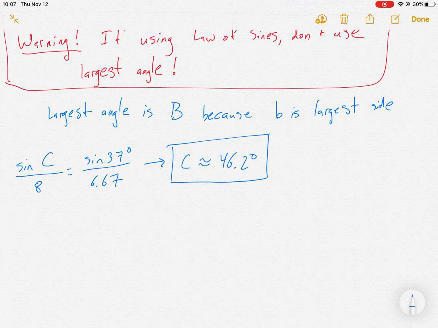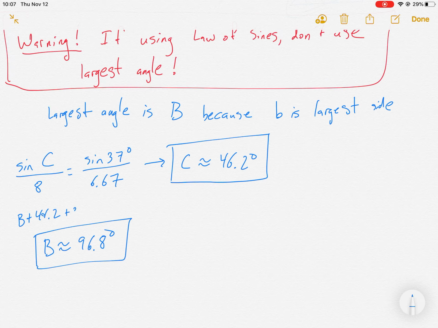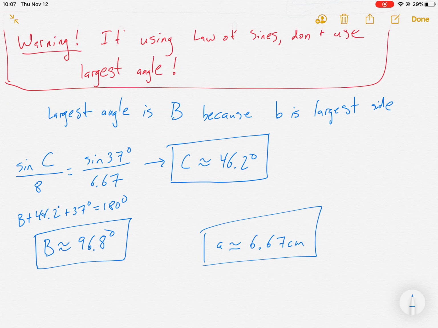And now that I have C, I can use that the sum of all the angles has to be 180 degrees. And so I end up with B approximately equaling 96.8. To do that, I said B plus 46.2 plus 37 has to be 180. Just to recap, A was 6.67. So this is my final answer. I have the missing side and I have the missing angles.